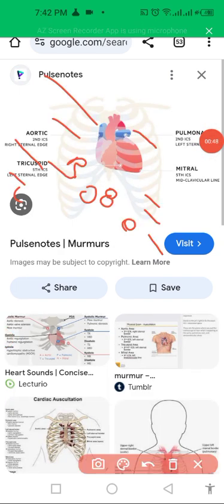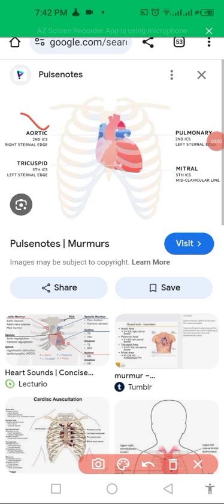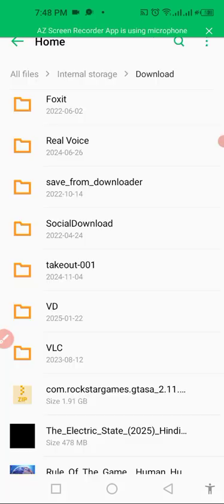Okay, so the auscultation, as we heard, is that aortic regurgitation is auscultated at the second intercostal space, right side of the chest. In tricuspid, it is the fifth intercostal space. Pulmonic auscultation is at the second intercostal space, and mitral is at the fifth intercostal space. This is very important to memorize from an examination point of view.